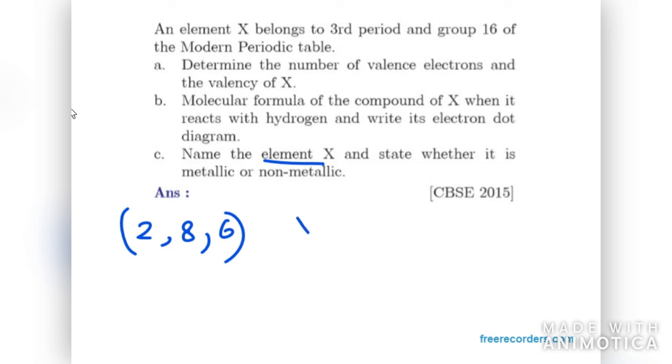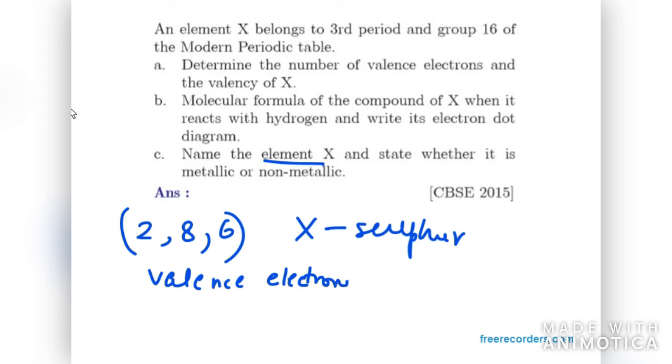Now we need to determine the valence electrons and the valency of X. So valence electrons are 6. That means the number of electrons present in outermost shell. So here outermost shell has 6 and valency is equal to 8 minus 6, that is 2. So valency here is 2.